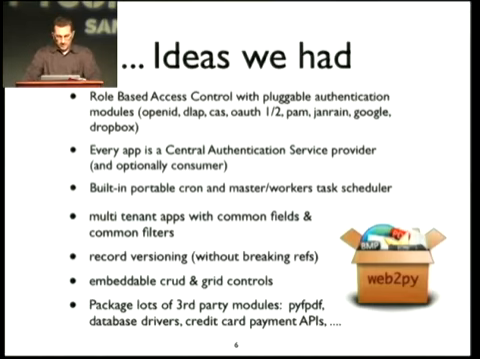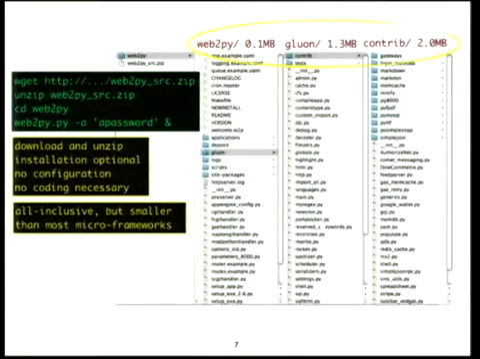We have record versioning, and it's done in such a way that every time you save a record, you have the option to save the previous version, and the links are never broken in the process. With embeddable CRUD and grid controls, which means if you need to build something like an administrative interface for your users, you can take the controls out of the built-in admin interface. We also package a lot of third-party modules like PyFPDF, written by somebody in the audience, Mariano, which basically converts HTML to PDF. We package some database drivers, we package credit card payment APIs, and a lot of other things.